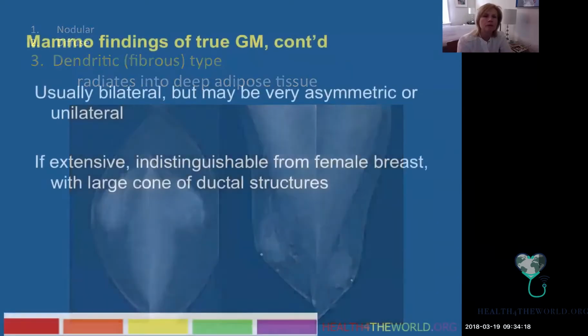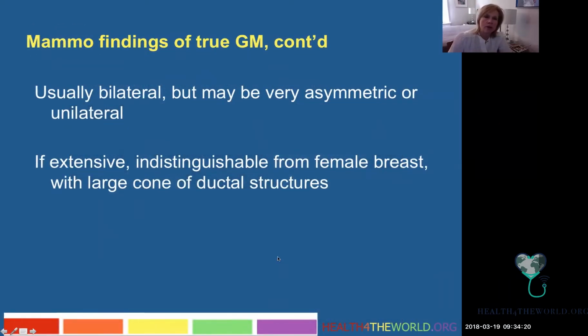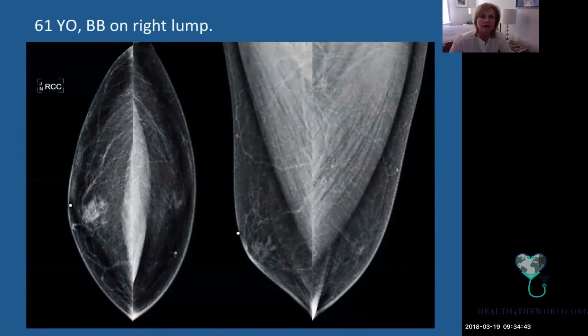We're going to talk more now about the mammographic findings of true gynecomastia. It's usually bilateral, but may be very asymmetric, and it can be unilateral. And as we showed with the diffuse type, if it's very extensive, it can be indistinguishable from the female breast with a large cone of ductal structures. Remember, the males don't have lobules, but they have a lot of proliferating ductal tissue.